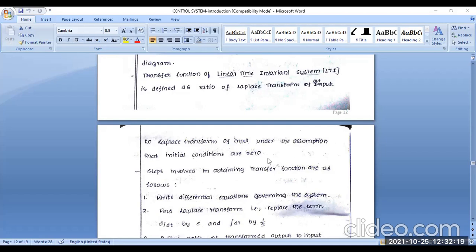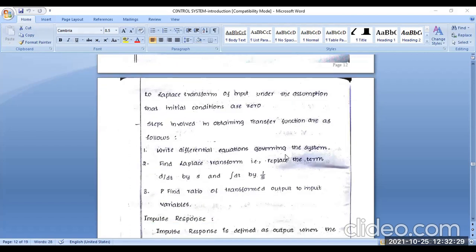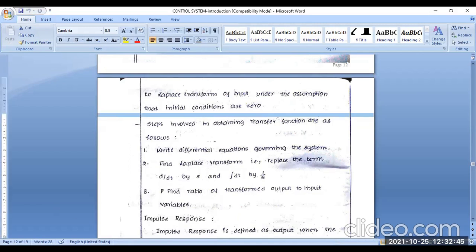Okay, so when we have to find the transfer function of the LTI system, we have to follow different rules. Just wait. First we have to write the differential equation governing the given system or signal. So first we have to write the differential equations.